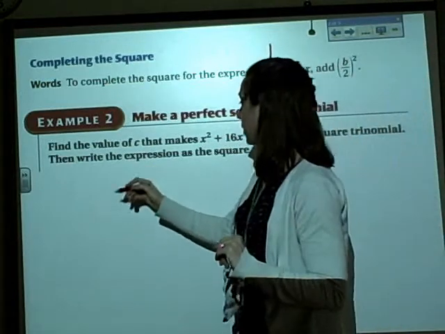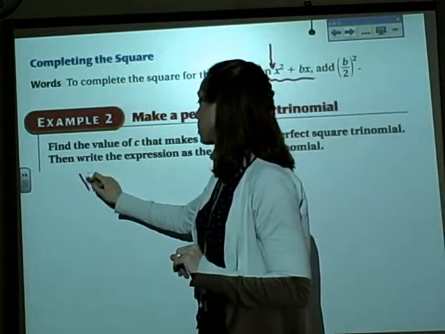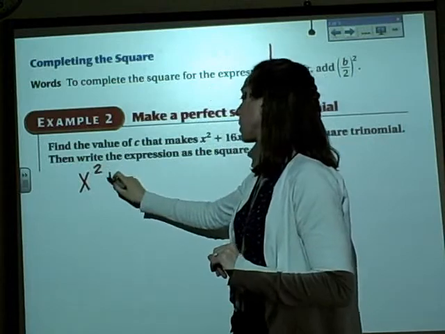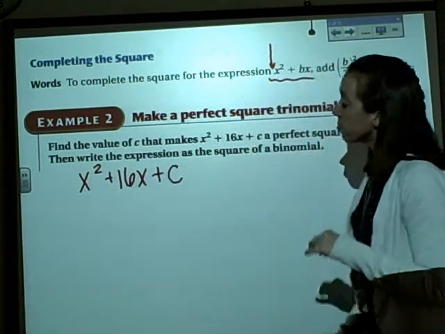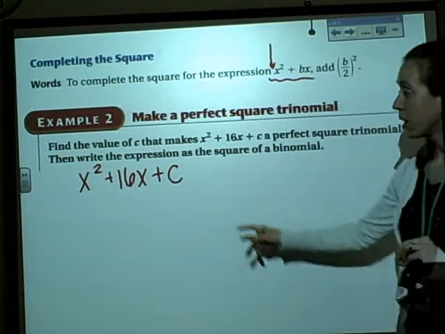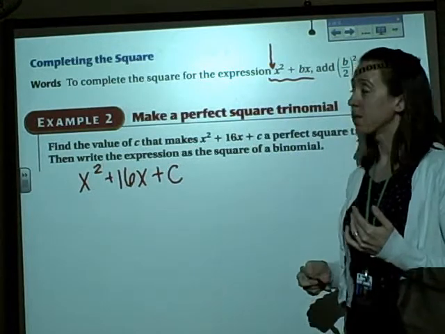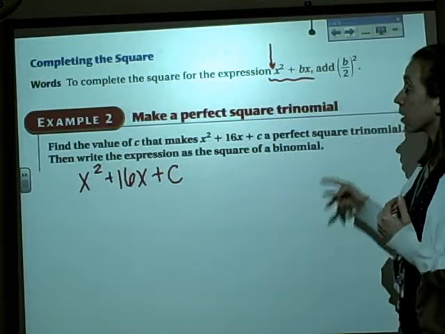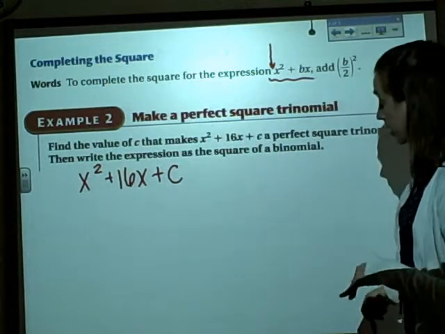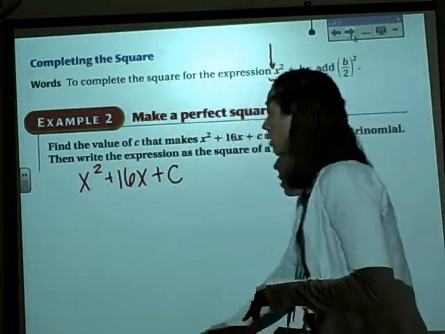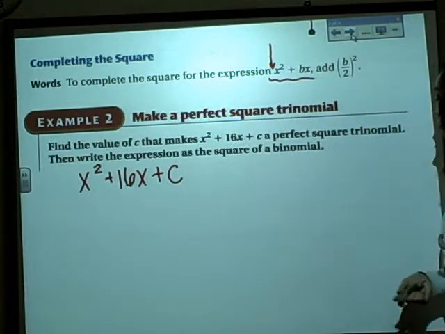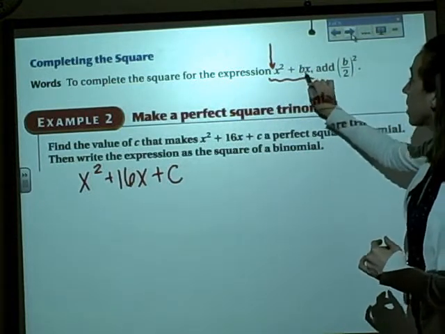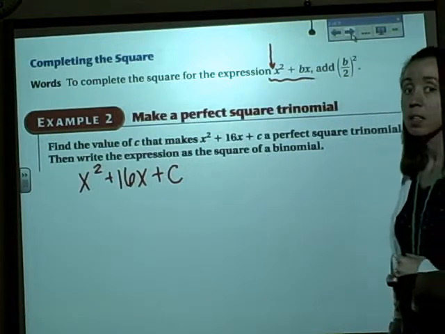So here in example 2, we have x squared plus 16x plus c. We want to figure out a c value that's going to make it a perfect square. And once we do that, we're going to factor it. According to my definition, if I want to find a c value that's a perfect square, I'm first going to take that b value and split it in half.